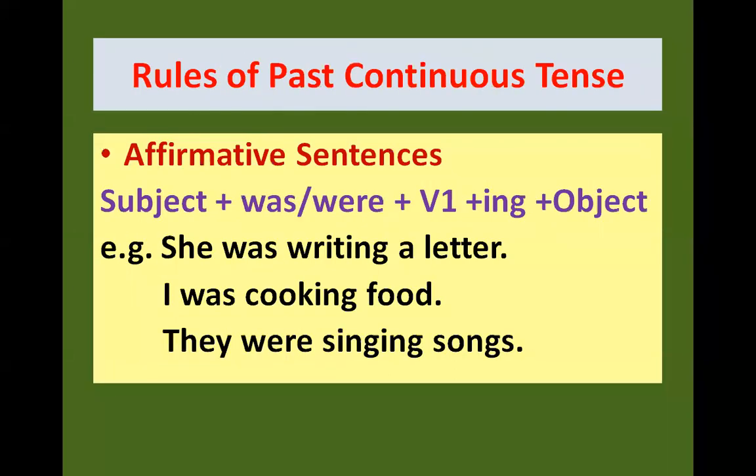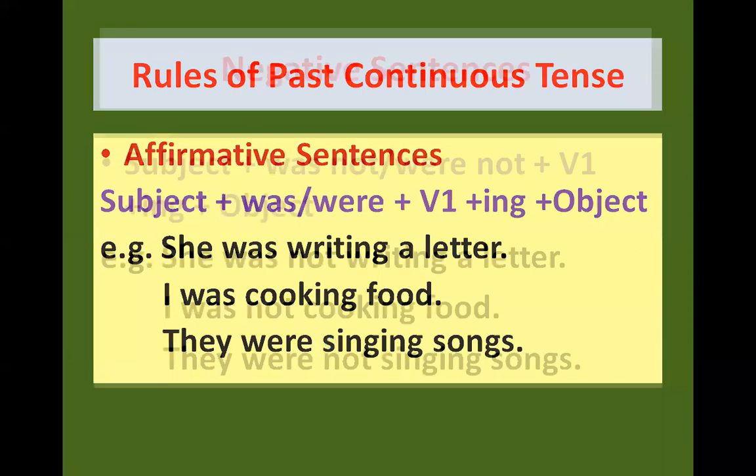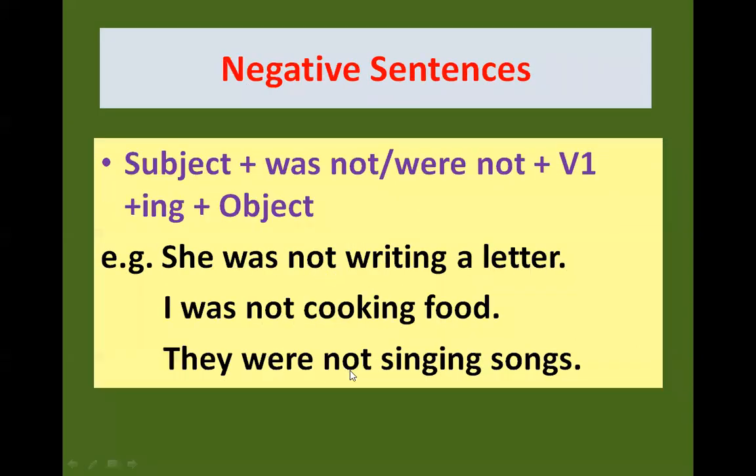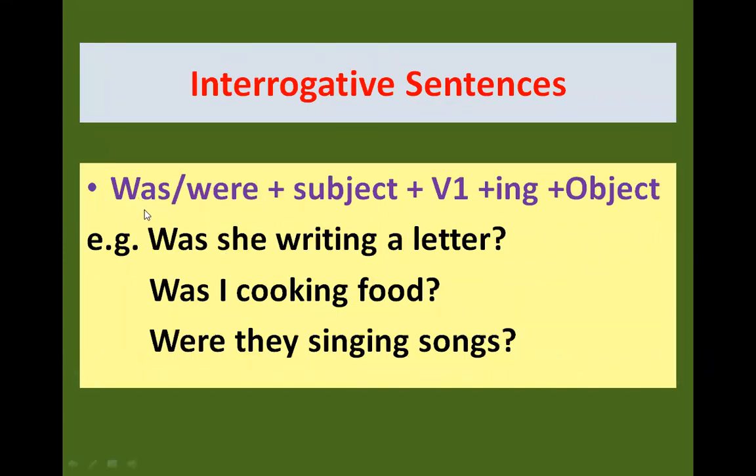Very quickly, let us learn the form. We have just 1 minute in hand. So when you have to write past continuous, subject was, were, V1 ing. So she was writing a letter, I was cooking food, they were singing songs. That means singular के साथ was, plural के साथ were, and उसके साथ verb की first form के साथ हमने ing लगाना है. नेगेटिव में was के साथ not या were के साथ not लग जाता है. And interrogative में we place this helping verb was and were in front, right students?